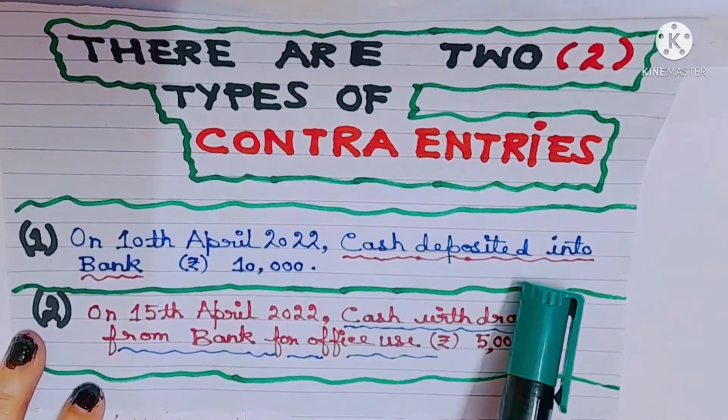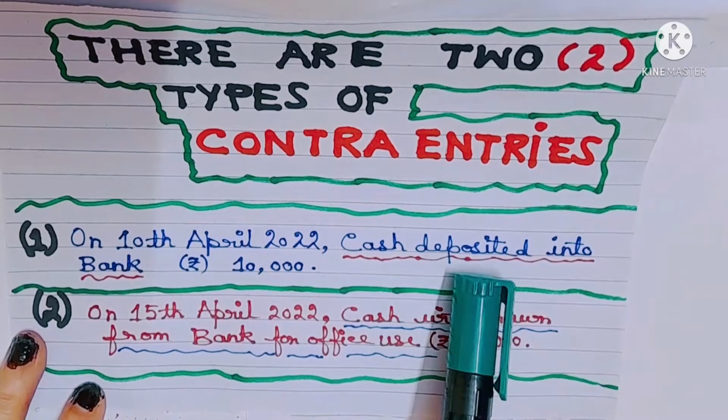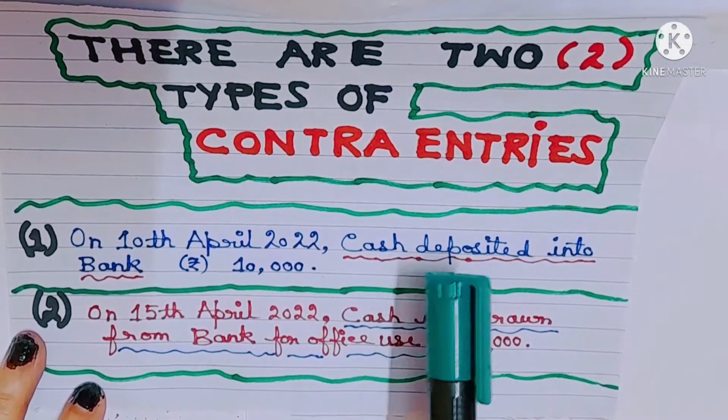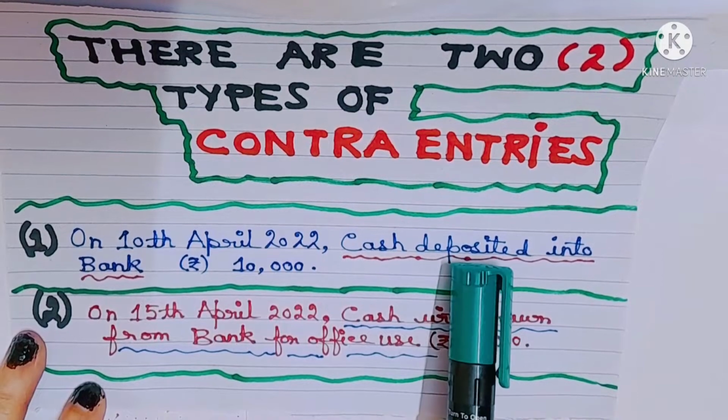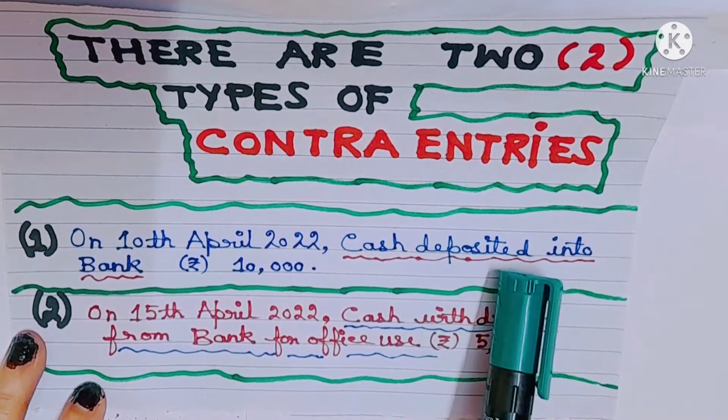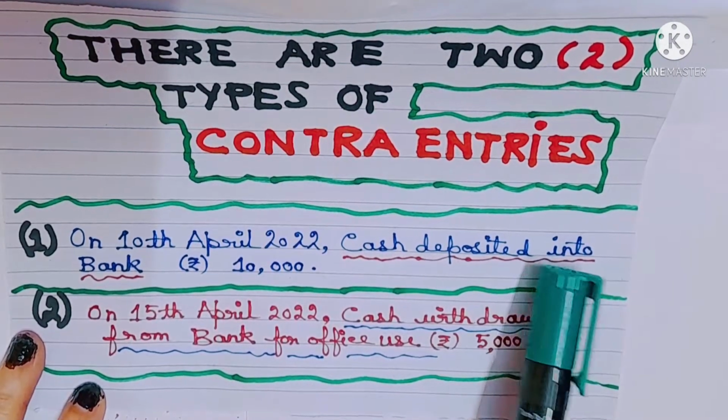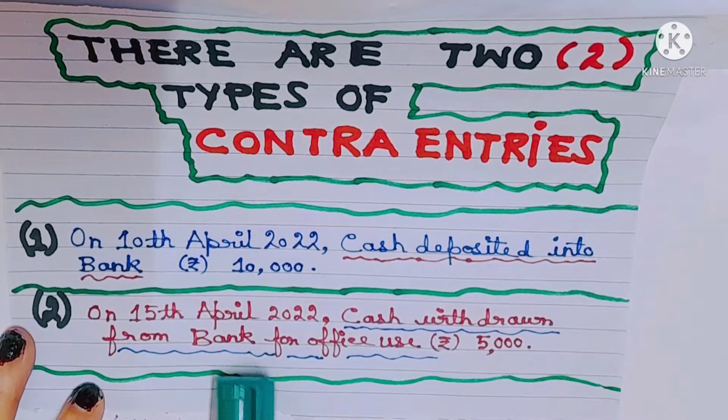Memorize it. So cash deposited into bank is one contra entry. Why do we call it a contra entry? Because it affects both a bank account and a cash account. Understood? Number two, cash withdrawn from bank for office use.